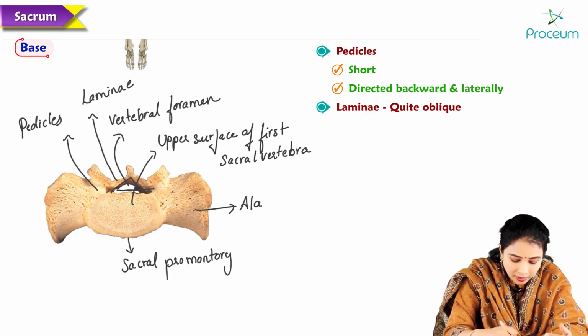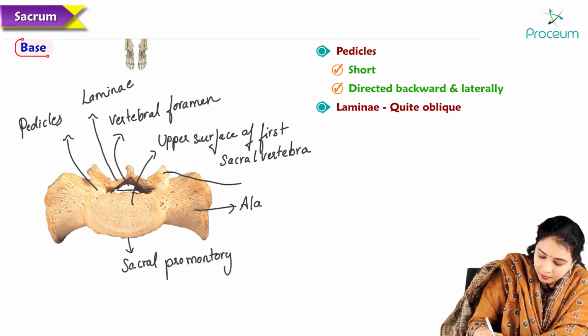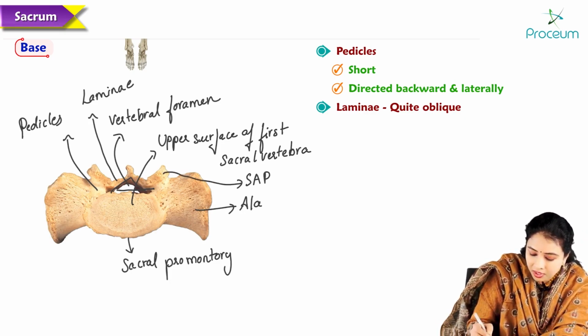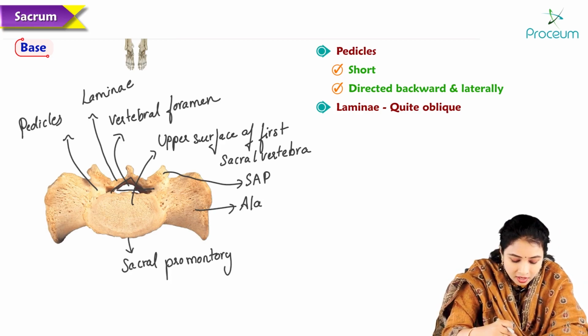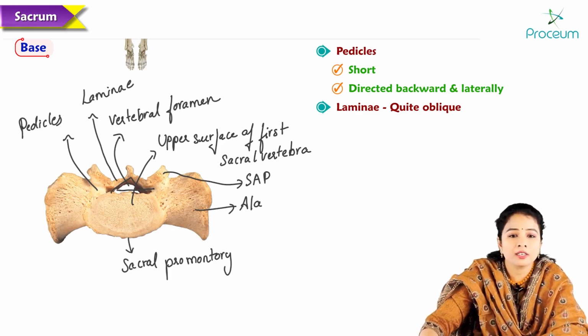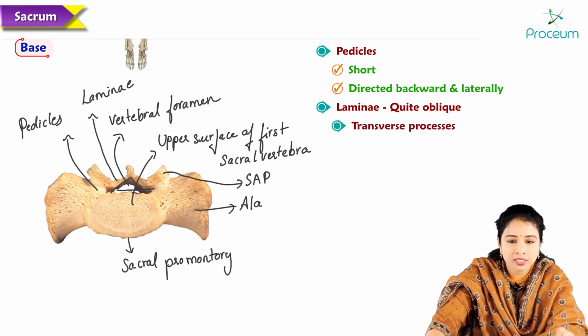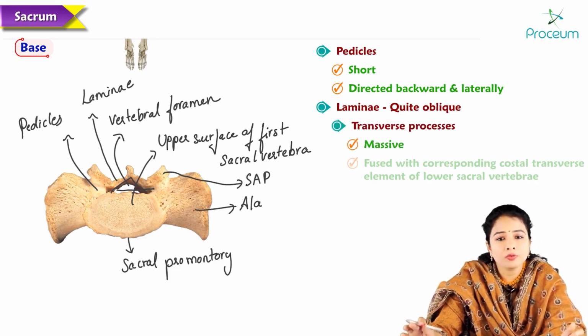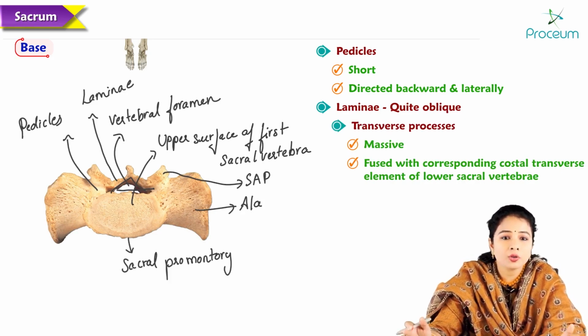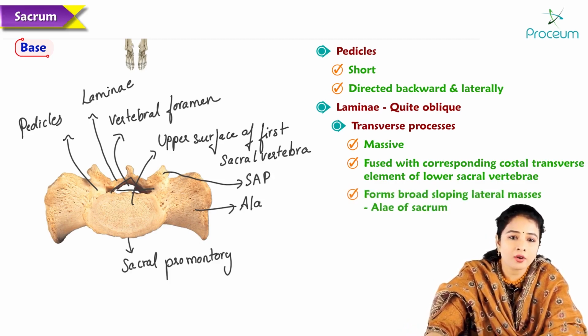This plate of bone is called the laminae, and here is the superior articulating process, which contains a superior articulating facet. The connection between the body and the superior articulating process is the pedicle, and the pedicles are short and directed backwards and a little laterally. The transverse process is quite massive, and they are all fused together with the corresponding costal transverse elements of the lower sacral vertebrae to form a broader sloping mass called the ala of the sacrum.